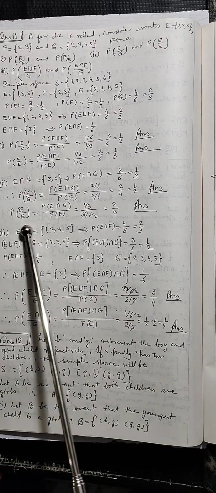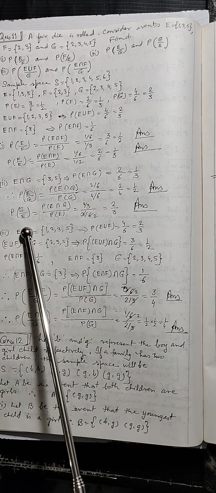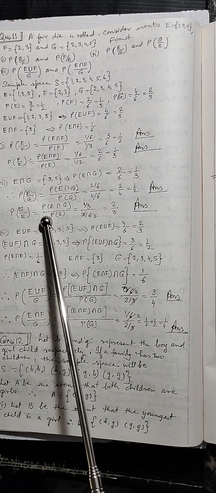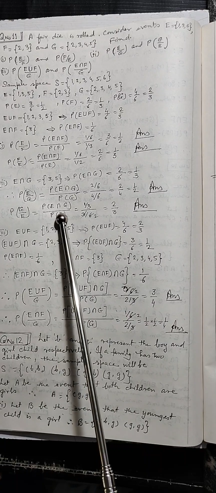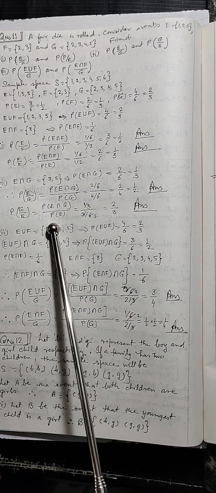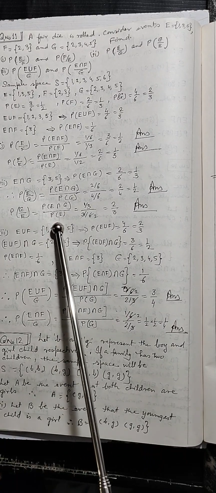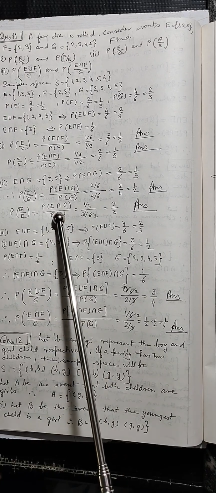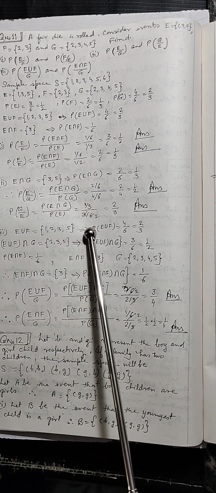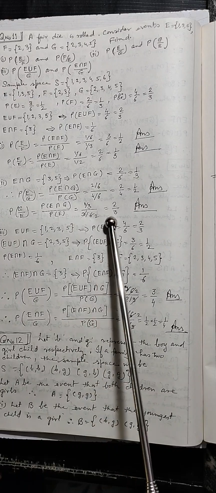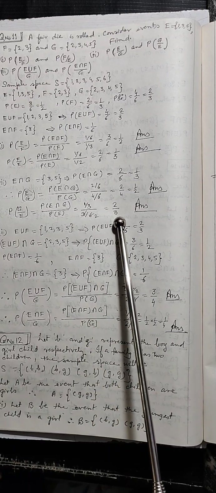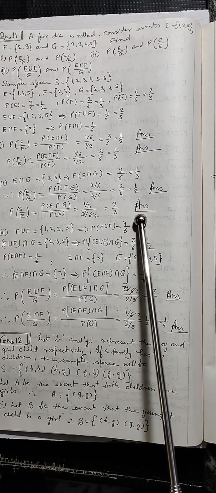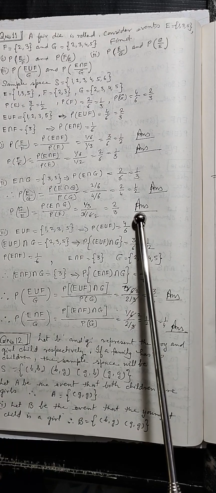Simplified, it will be equal to 1 by 2. So probability of G by E, that is probability of E intersection G upon probability of E. So probability of E is 3 by 6 and probability of E intersection G is 1 by 3. Further simplify it, you will get 2 by 3. And this will be the answer of the second part of the question number 11.